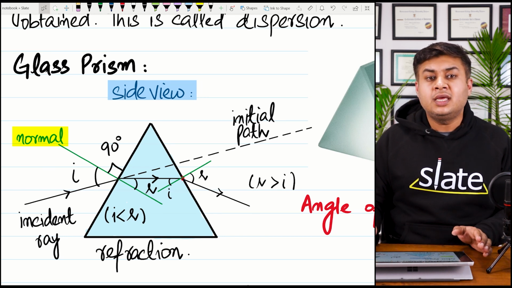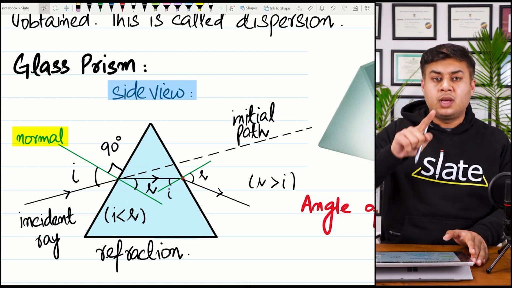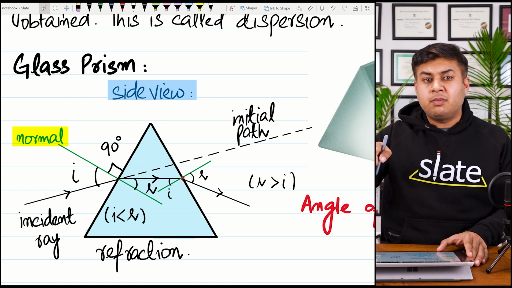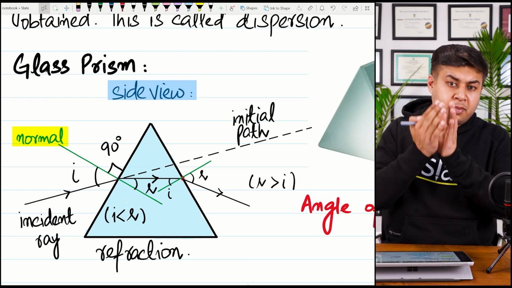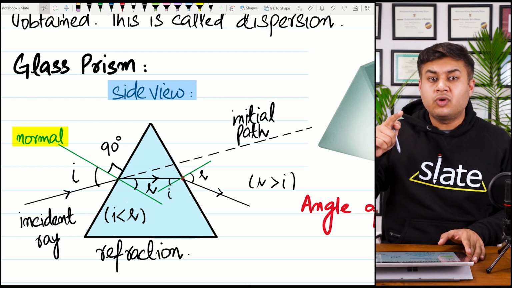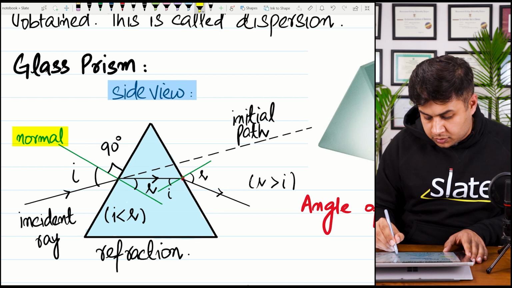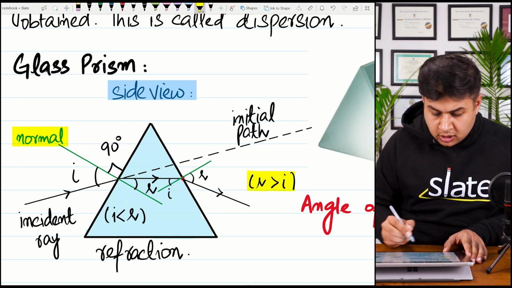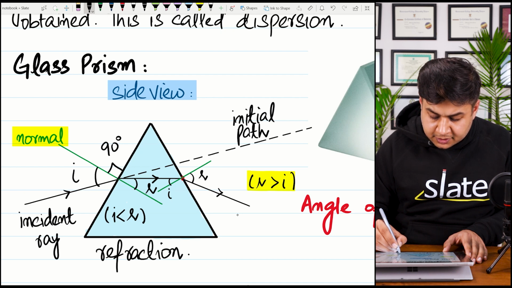We have covered all of this in the refraction topic. That when the ray moves from rare medium to dense medium, it moves towards the normal, and when it moves from dense back to the rare medium, it will move away from the normal. So it is moving in this direction. So this is the light, this is the direction of emergent light.